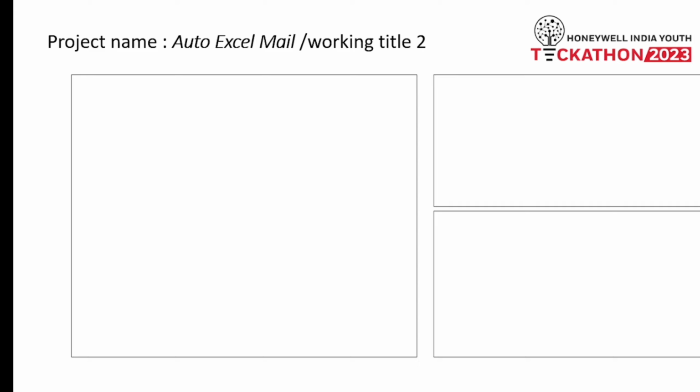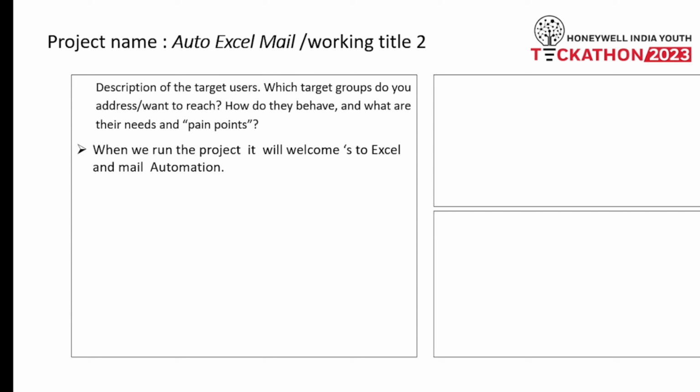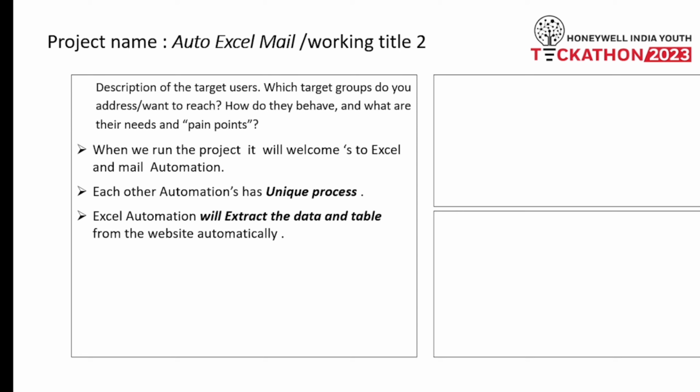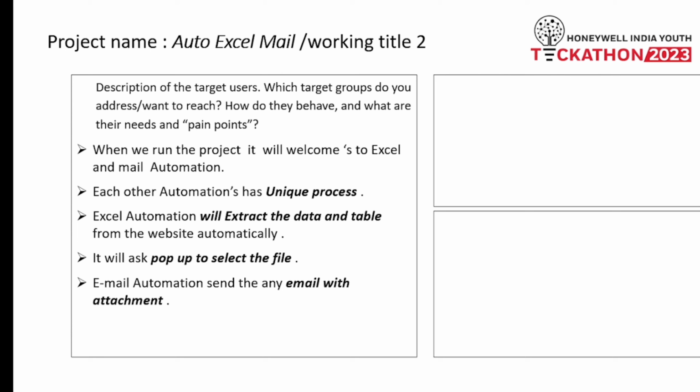Project Auto Excel Mail, working title number 2. On the second page, the main points are there. When we run the project, it will welcome us to Excel and mail automation. Each automation has a unique process. Excel automation will extract the data and table from the website automatically. It will give a pop-up for selecting the file so the user can understand easily.